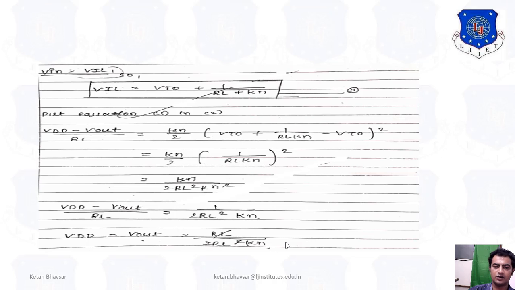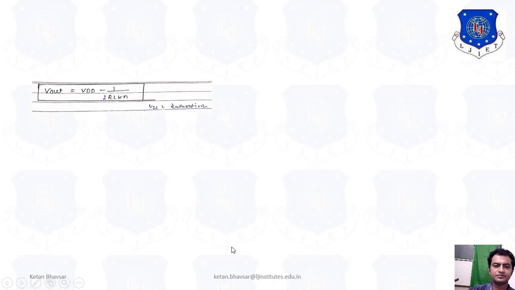So VDD minus V out divided by RL is equal to Kn by 2. Instead of the VIL, we put right now VTO plus 1 divided by RL Kn, minus VTO whole square. So Kn by 2 into 1 divided by RL Kn square; it will cancel out. So we have the equation VDD minus V out by RL is equal to 1 divided by 2 RL square into Kn. So VDD minus V out is equal to RL goes up, so RL divided by 2 RL square Kn. So V out is equal to VDD minus 1 upon 2 RL Kn.